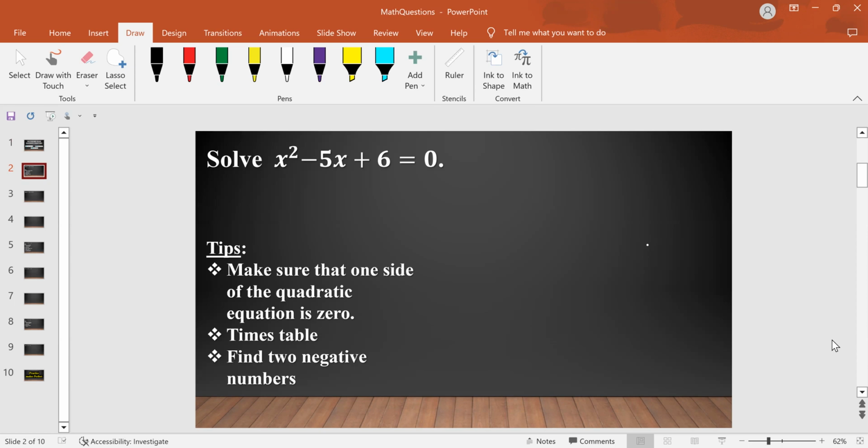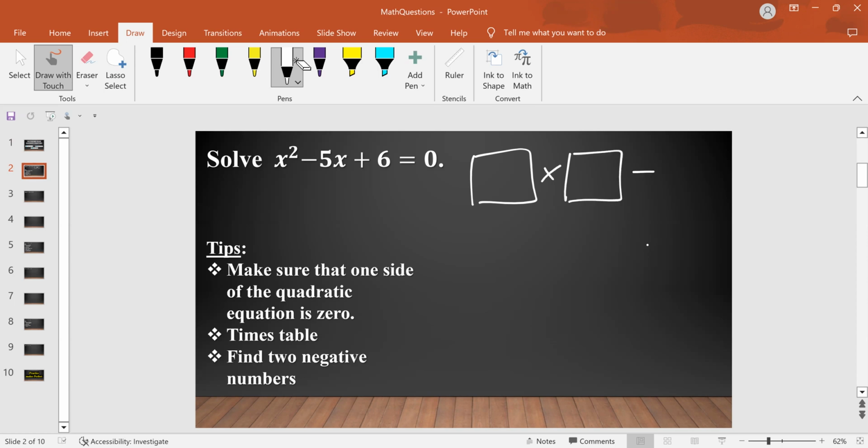Okay, so here we'll try to find two numbers, and the two numbers will be negative numbers. We're going to find two numbers whose multiplication gives you positive 6, and the same two numbers added give you negative 5. You have to understand that to solve a quadratic equation, we need to factor the expression. So to factor x squared minus 5x plus 6, this is the process. The two negative numbers multiplied together give you 6, but added give you negative 5.